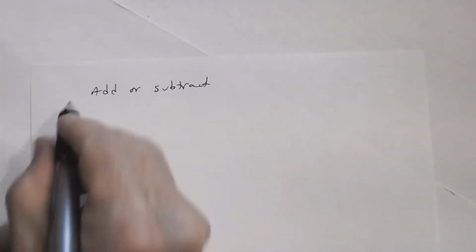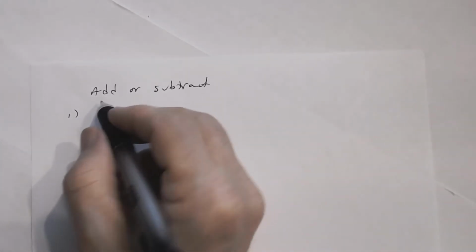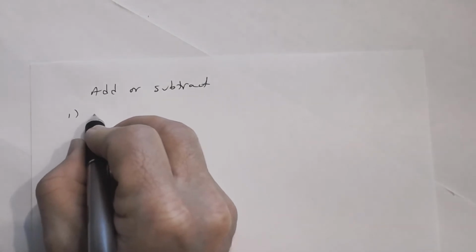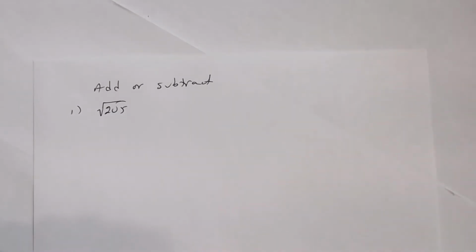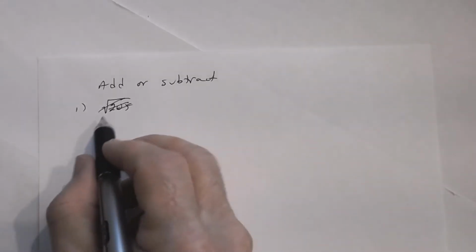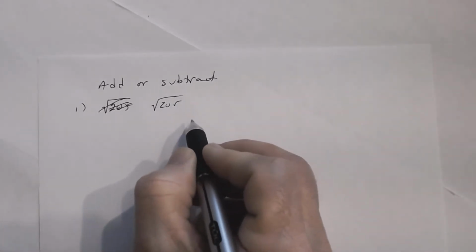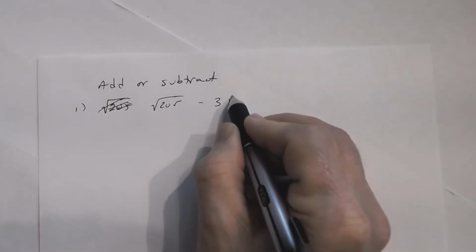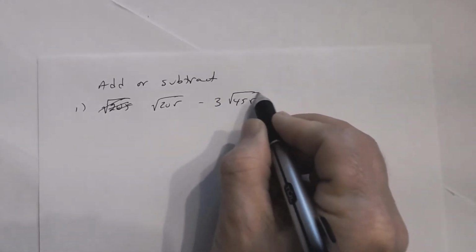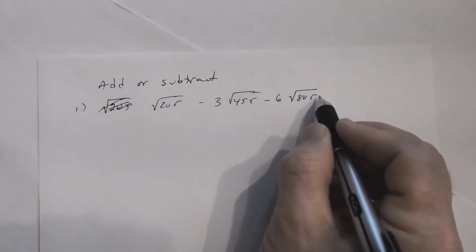All right, so number 1. Let's suppose we had the square root of 20r. That's an r, not 205, sorry. Minus 3 square root of 45r minus 6 times the square root of 80r.